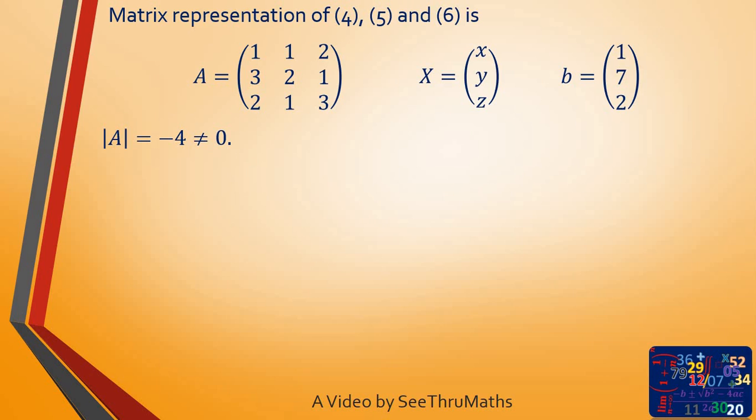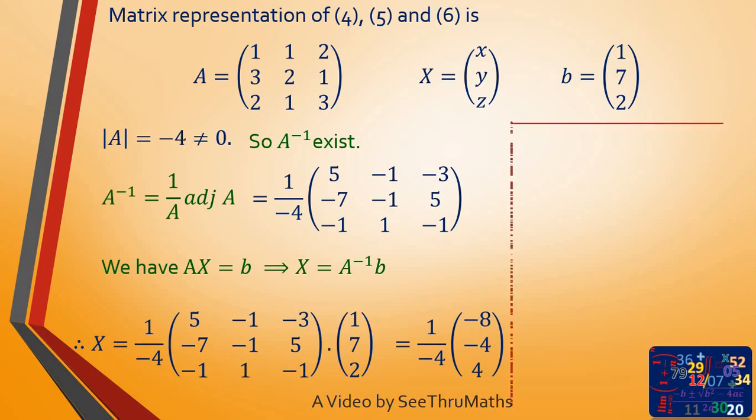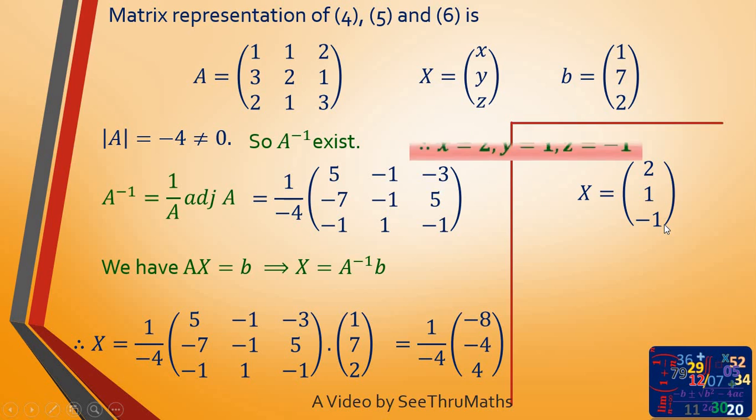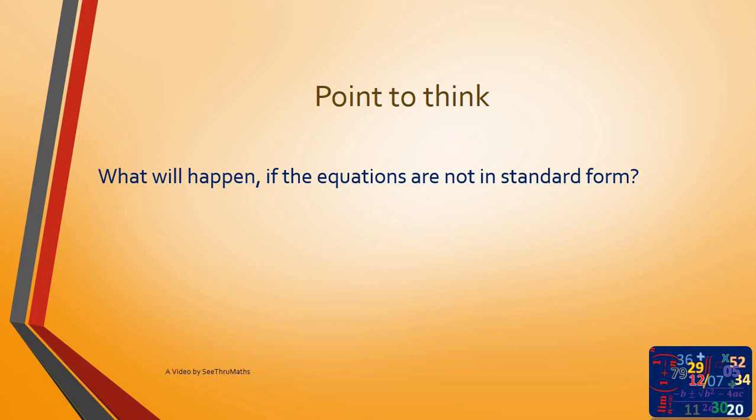As usual, I have calculated determinant of A, which is minus 4, and this is not equal to 0, so A inverse exists. So I have calculated the A inverse also directly. Now we have AX is equal to B. From this we can find what is X. Capital X is equal to A inverse B. So just multiply this A inverse and this B. We will get the answer directly here. So X is equal to 2, 1, minus 1. More elaborate if I write, small x is equal to 2, small y is equal to 1, and small z is equal to minus 1.